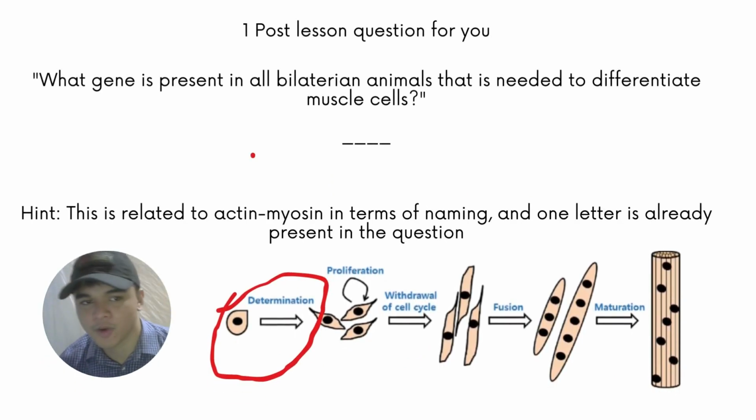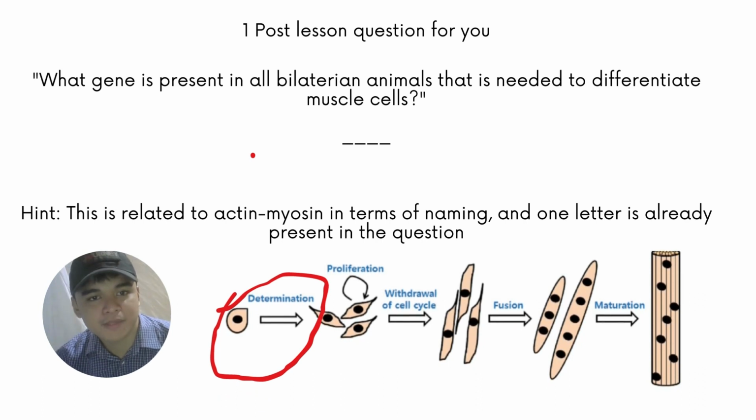Hello, I am Mr. Valmores. Mr. Patosa has left a question for you. What gene is present in all vertebrate animals that is needed to differentiate muscle cells? It is 4 letters. He left a hint for you. This is related to actin and myosin in terms of naming, and 1 letter is already present in the question. And here is a graph to help you with the answer.